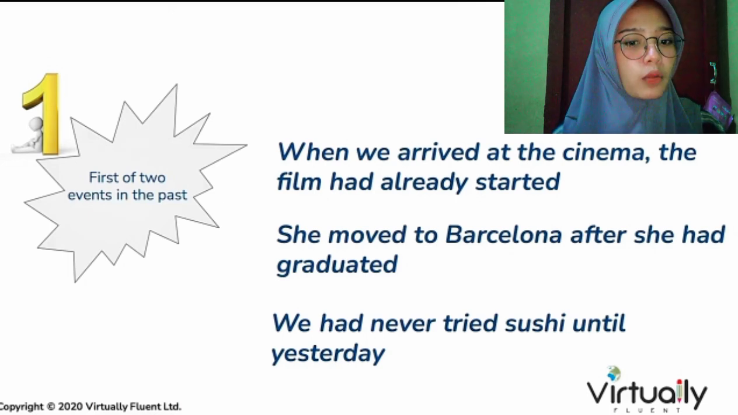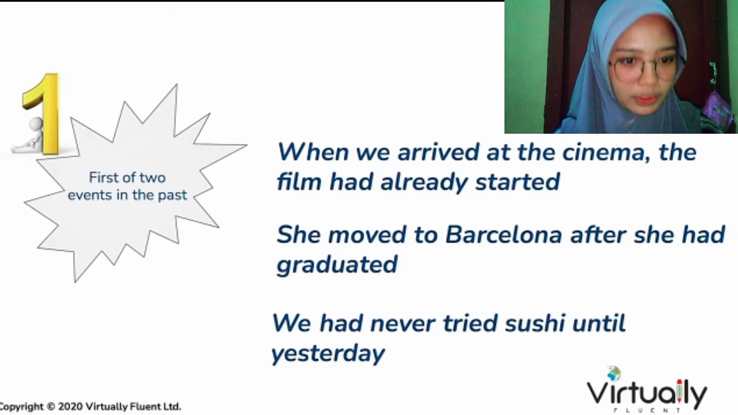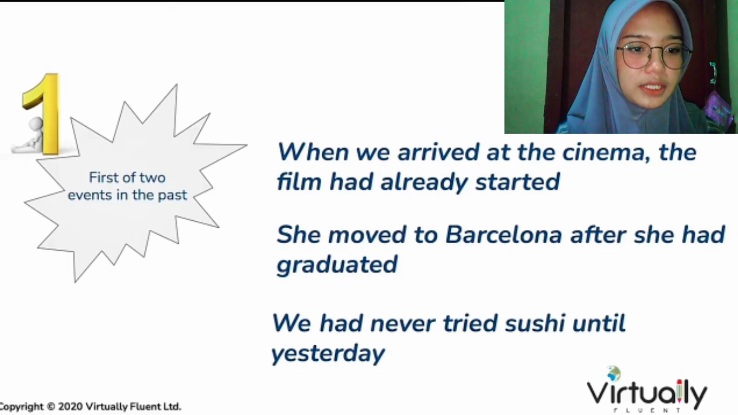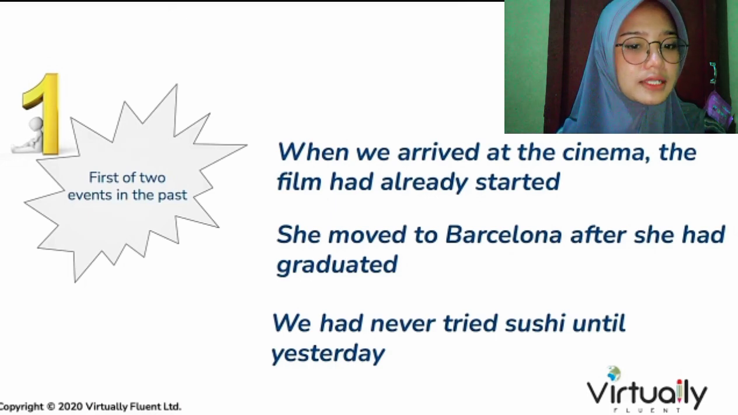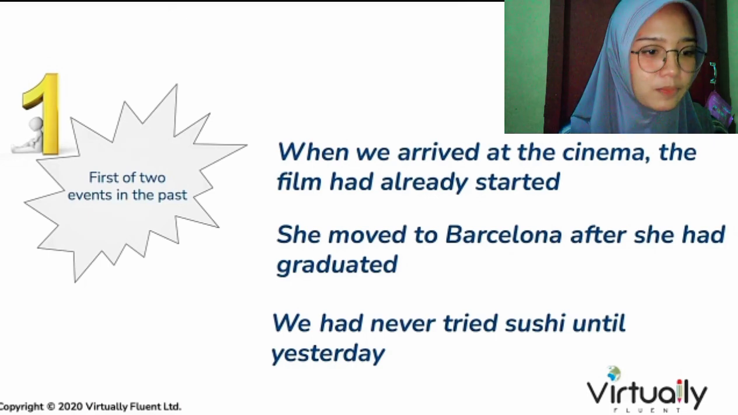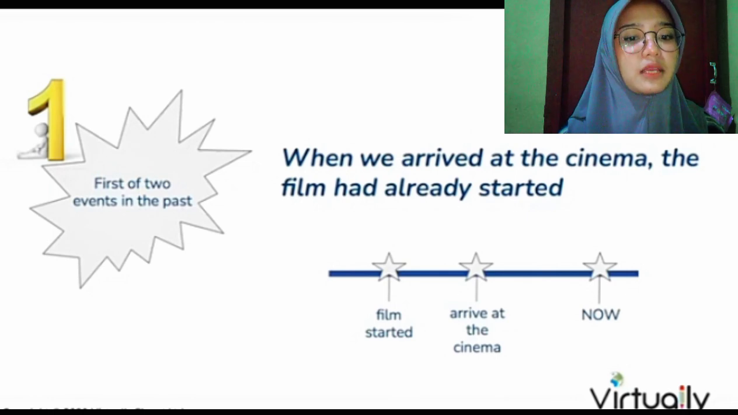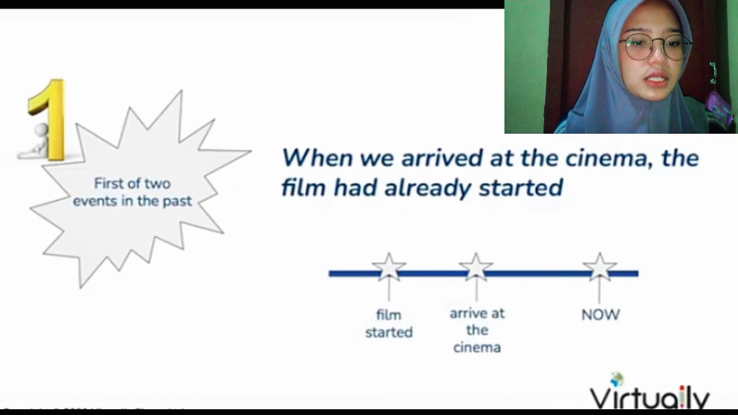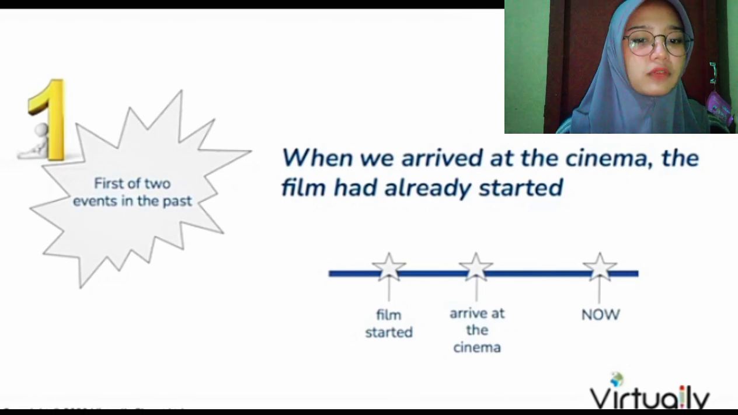For example, when we arrived at the cinema, the film had already started. The past perfect tense, had already started, tells us that the event happened first and then after, we arrived at the cinema. She moved to Barcelona after she had graduated, and we had never tried sushi until yesterday. You can see if I put these events on a timeline, it shows us very precisely which event is first and which event is second.